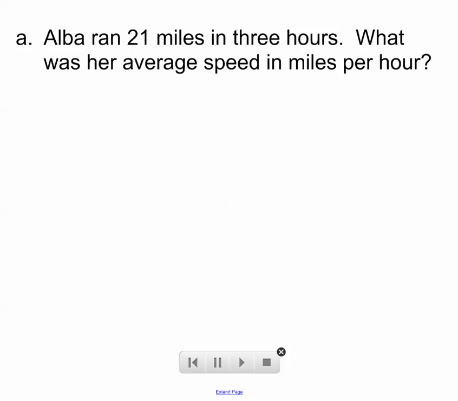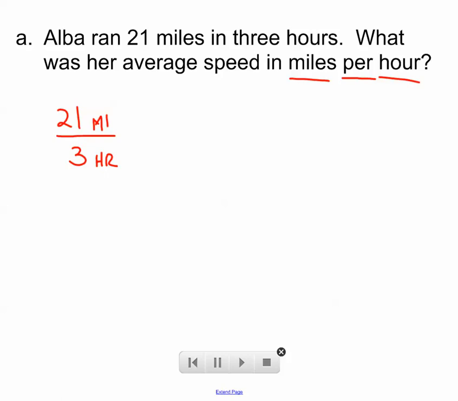Well, we kind of saw one like this in a previous lesson, and I told you that the first thing my eyes are drawn to is this miles per hour. That is a rate, okay? So we can go ahead and set up a rate in miles per hour based on the information they gave us. 21 miles per 3 hours.